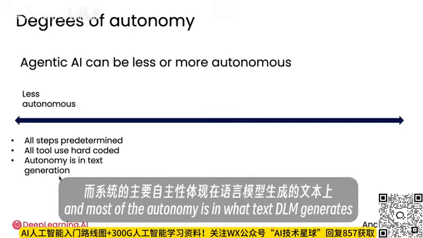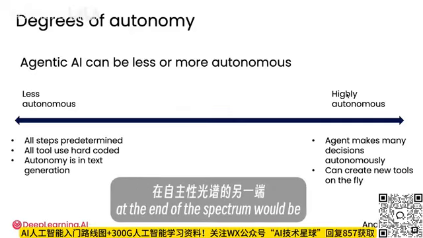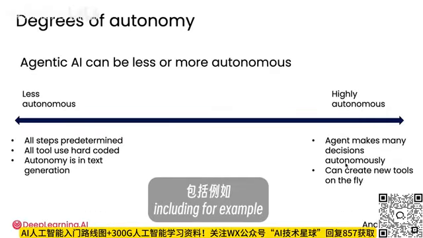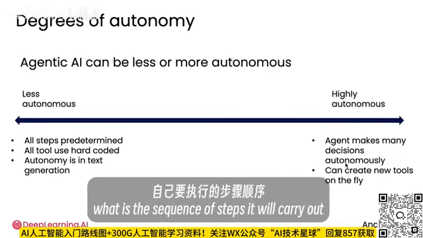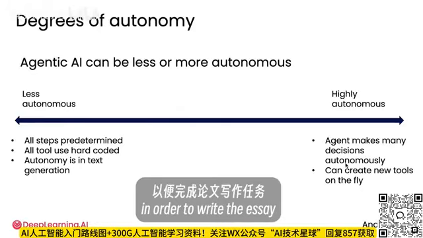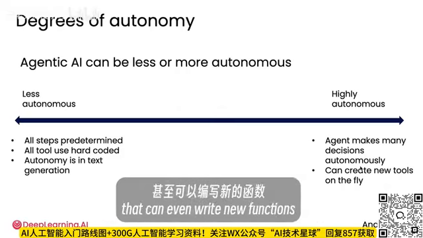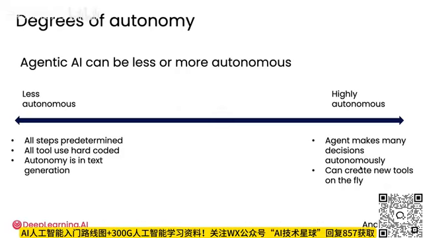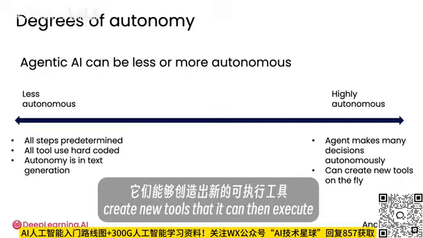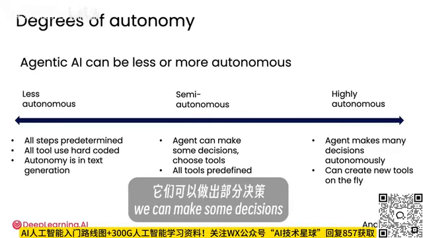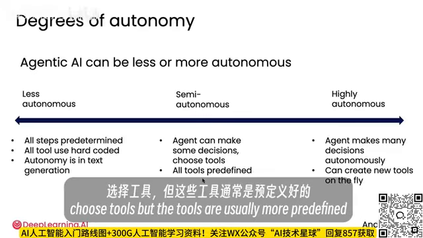Most of the autonomy is in what text the LLM generates. At the other end of the spectrum would be highly autonomous agents, where the agent makes many decisions autonomously, including, for example, deciding what is the sequence of steps it will carry out in order to write the essay. And there are some highly autonomous agents that can even write new functions, or we sometimes say create new tools, that it can then execute. And somewhere in between are semi-autonomous agents, where it can make some decisions, choose tools, but the tools are usually more predefined.